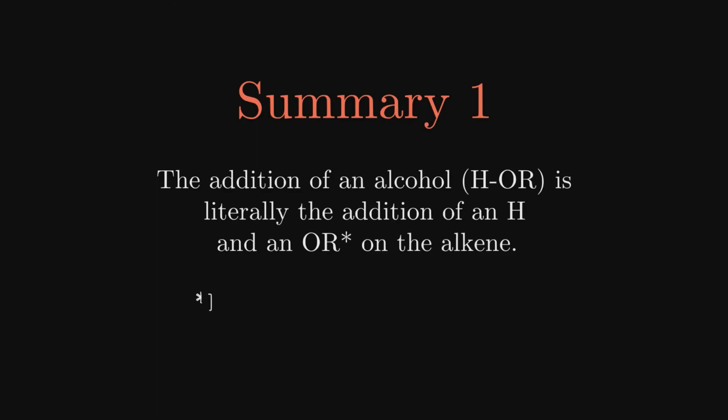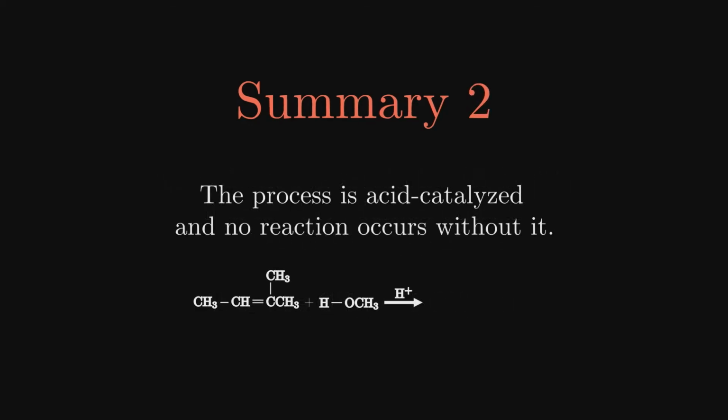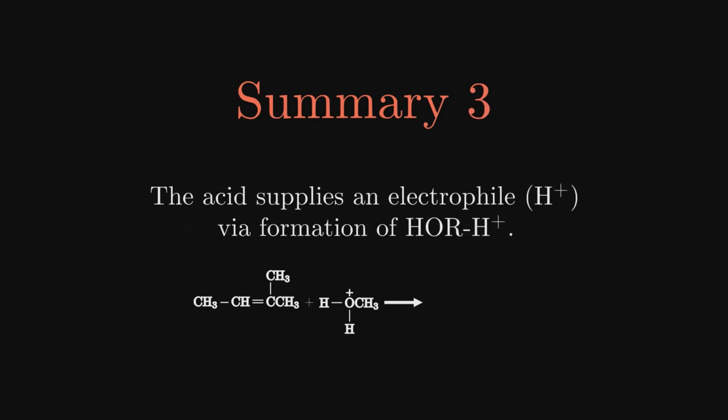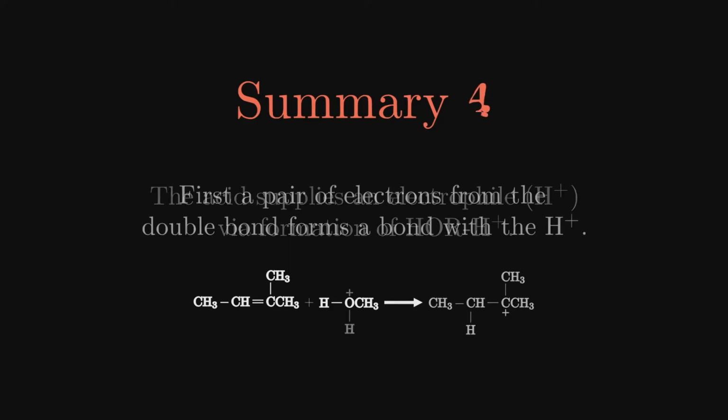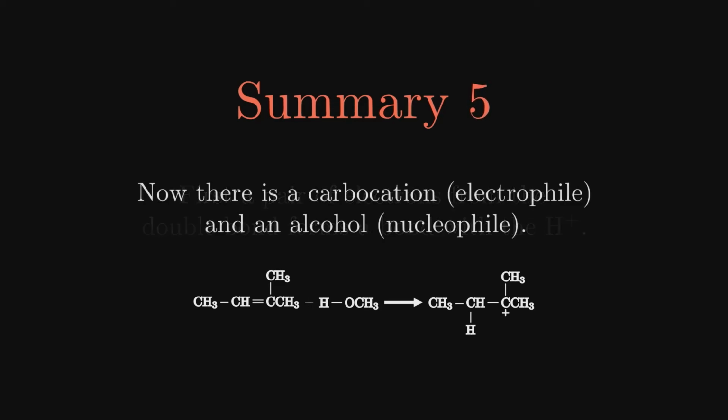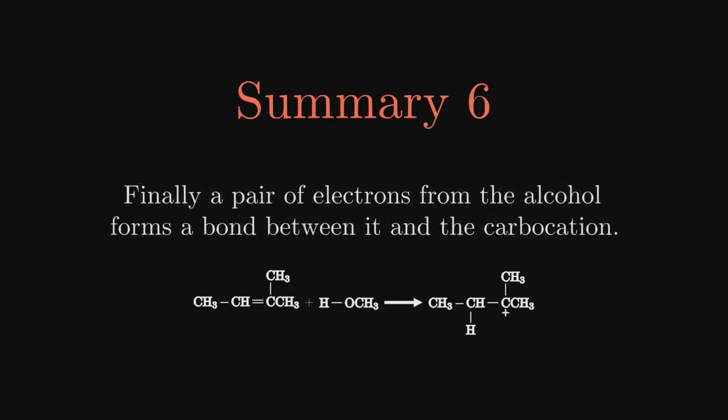So just like the addition of water, the addition of alcohol is literally the addition of the alcohol across the double bond. It will only proceed in the presence of an acid. The acid promotes the formation of a protonated alcohol which supplies the electrophilic hydrogens. The hydrogen then adds to the sp2 carbon with a greater number of hydrogens. The carbocation is an electrophile, and the alcohol with the electrons on the oxygen is the nucleophile.